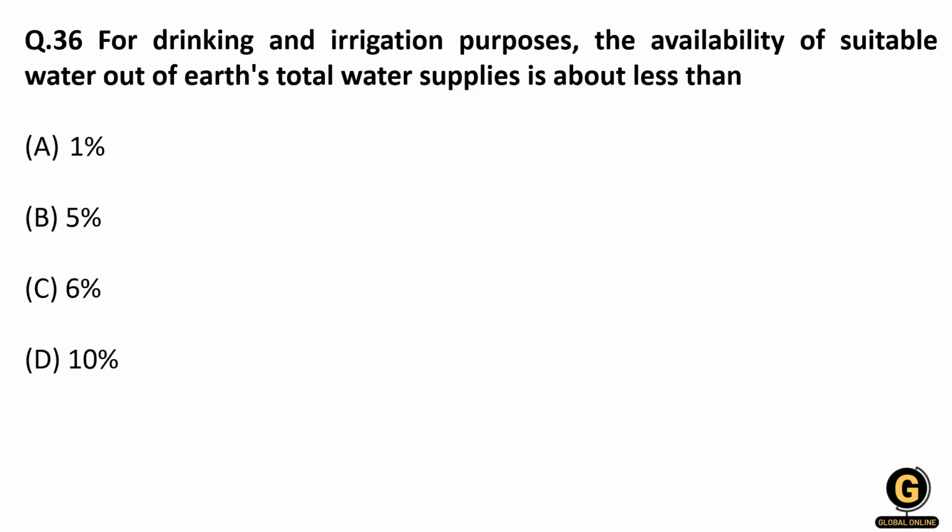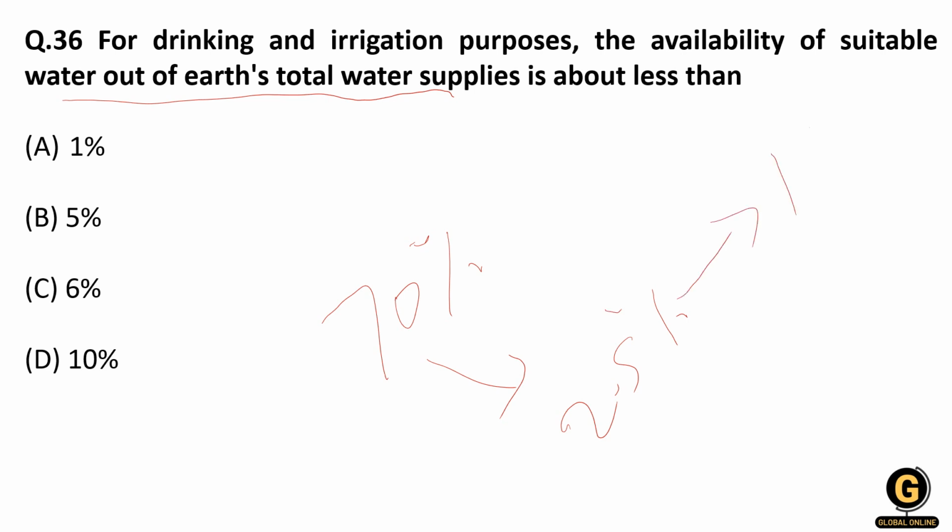For drinking and irrigation purpose, the availability of suitable water of the earth's total water supplies is less than what? So friends, as we know, 70% of the earth is made up of water, and of this water only 2.5% is fresh water, and of this 2.5% only 1% is readily available for drinking and agricultural purposes, right? So you have to remember, only 1% of the earth's total water supply is available for drinking and agricultural purposes. This is very important information you have to remember.